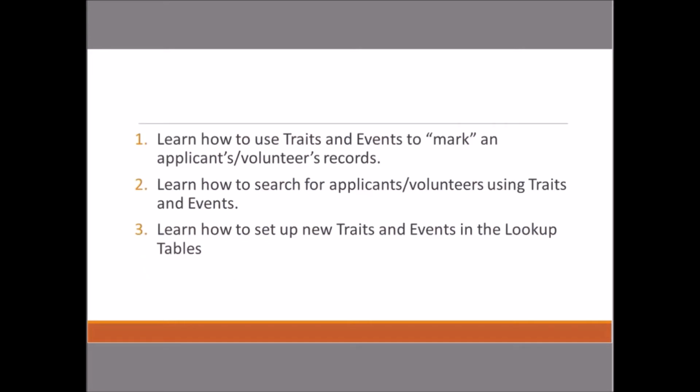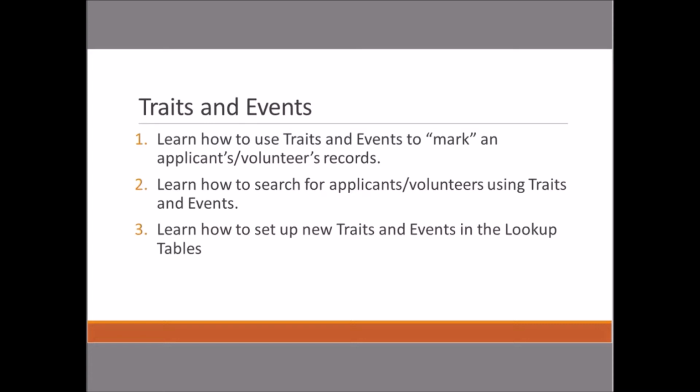So traits and events. Today I want to talk about how to use traits and events to mark a user's records, whether they're an applicant or a volunteer. When you do that, you can search for those applicants and volunteers by those traits and events, or the inverse, search for people who don't yet have those traits or events. So it's a nice way to manage your data.